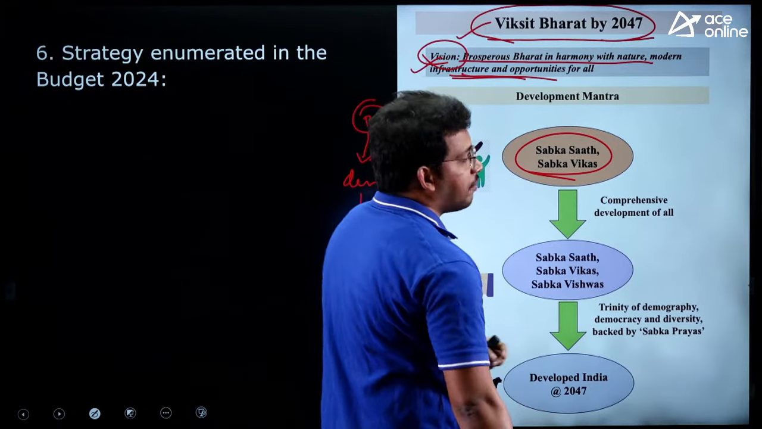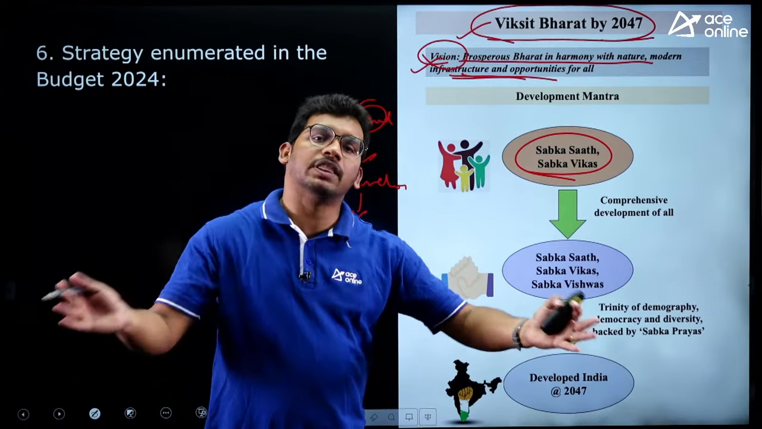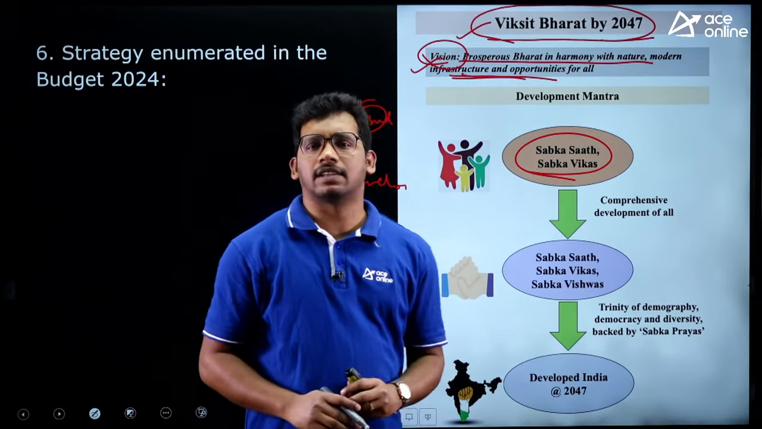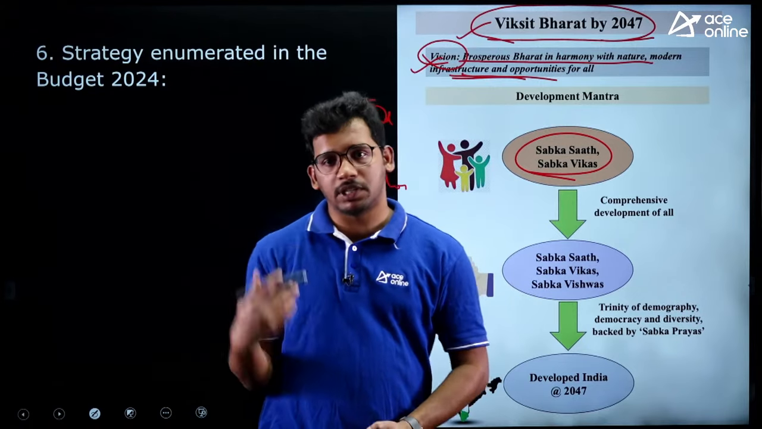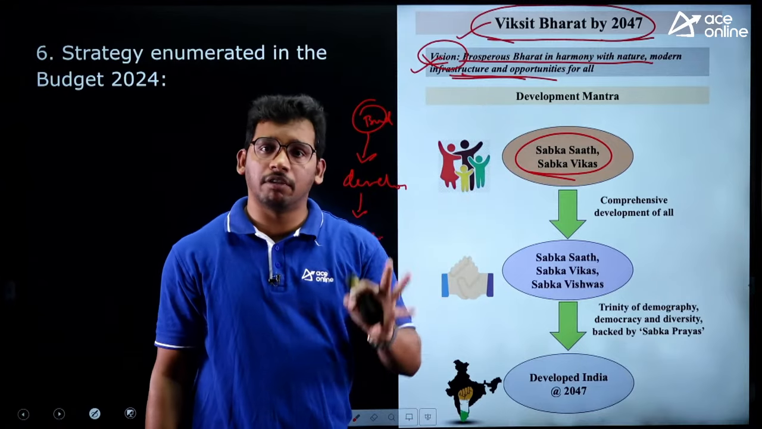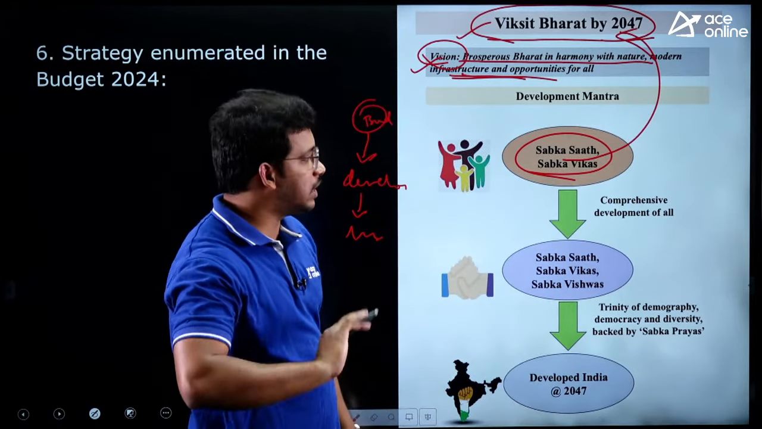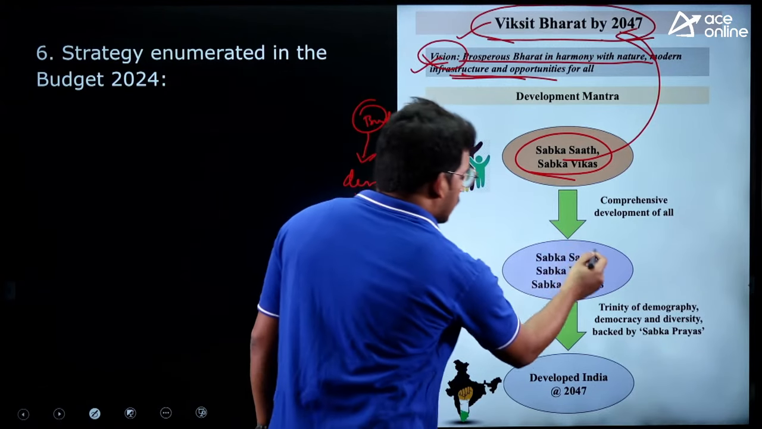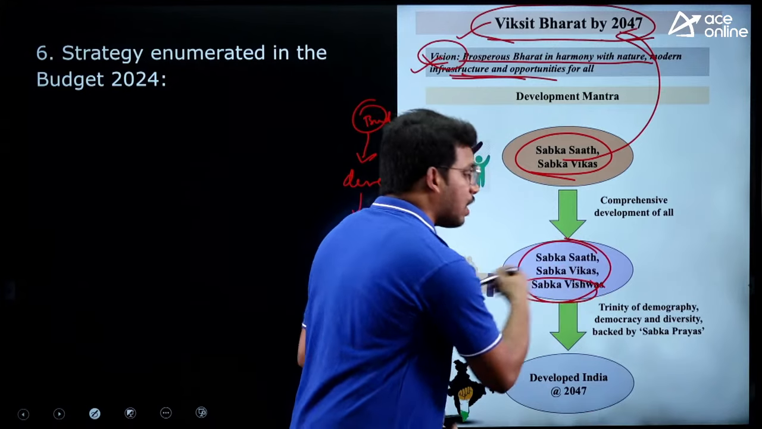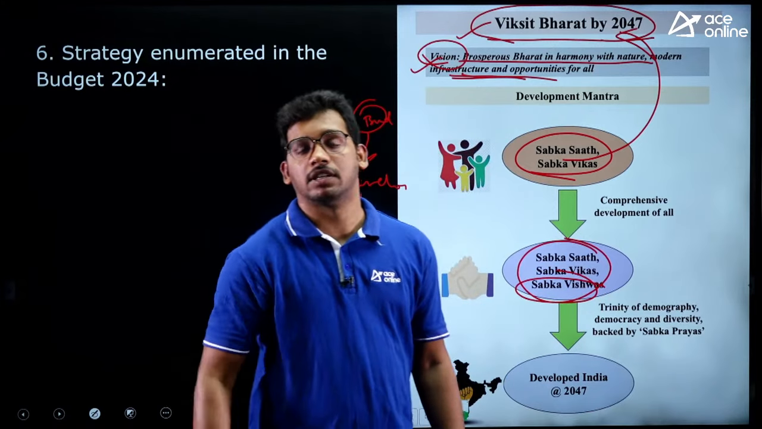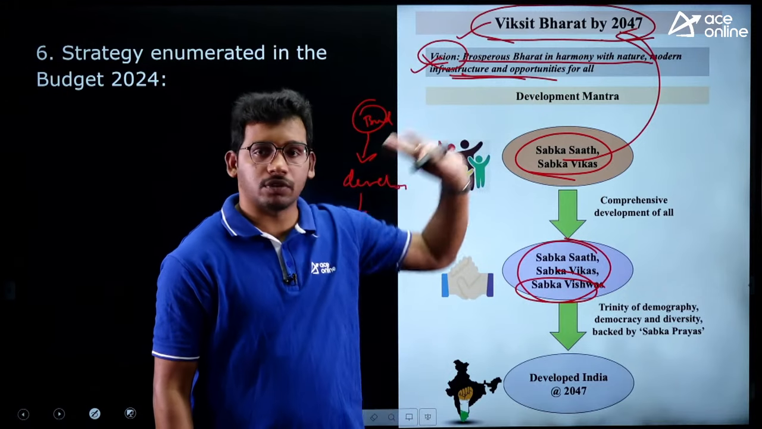Sabka Saath, Sabka Vikas. That means the development should be along with everyone. So it should include castes, religions, tribes, women, men, children. So along with everyone, we are going to achieve this Viksit Bharat, that is developed India. Next, after Sabka Saath, Sabka Vikas, we will also take Sabka Vishwas, everyone's confidence that the government is going to achieve the developed India by 2047.